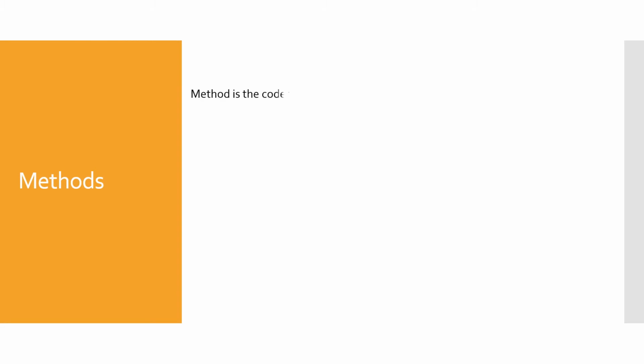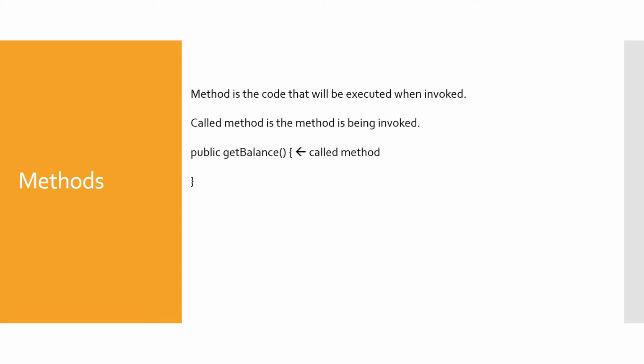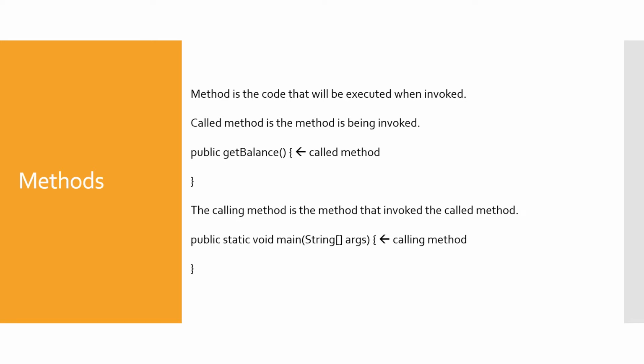A method is a code that will be executed when invoked. Up until now, we have been writing code under the main method. Now we'll explore using class methods. Again, they are constructors, accessors, and mutators. A called method is when a method is being invoked, while a calling method is a method that invokes the called method.